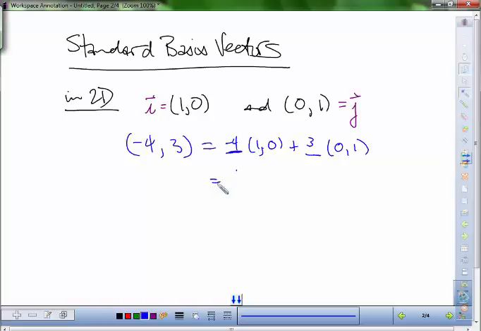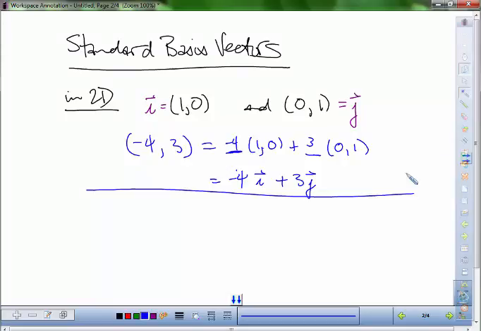So another way to rewrite this vector is -4 times <1, 0>, that vector we define to be i, and then 3 times <0, 1>, that vector defined to be j. So that's an example of how to write your vectors in standard basis form. And that's what makes it nice, because you're just looking at these numbers to be those scalars.